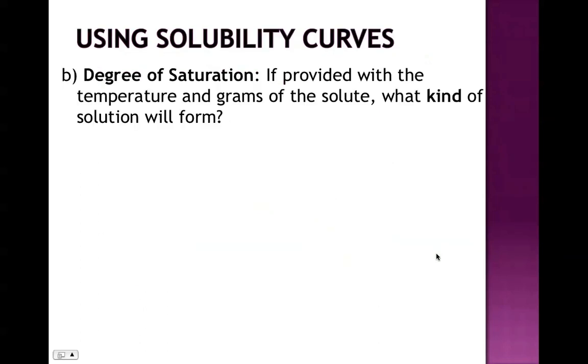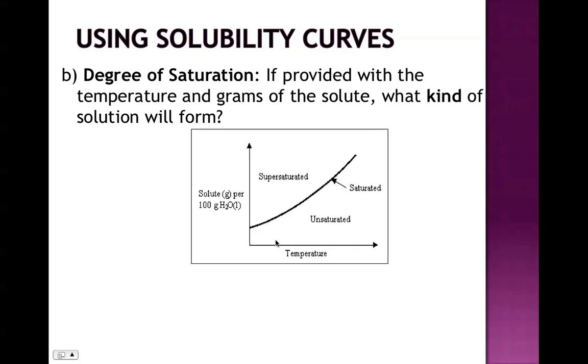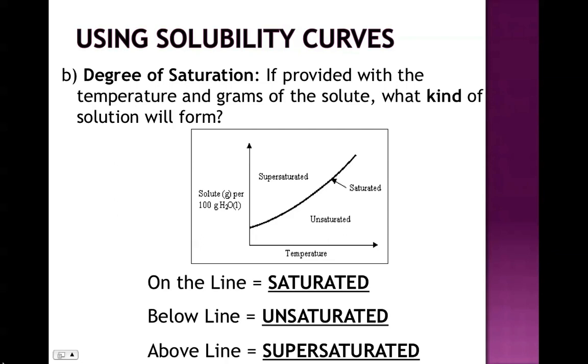All right, another type of question is called the degree of saturation or degree of solubility. We want to know what kind of solution forms under certain temperature conditions and grams of solute. Now, what you're going to see is that if our criteria lands on the line, that means we have a saturated solution. If our temperature and grams of solute land us above that compound's line, we say that it's supersaturated, and below is unsaturated. So you can have that right there.